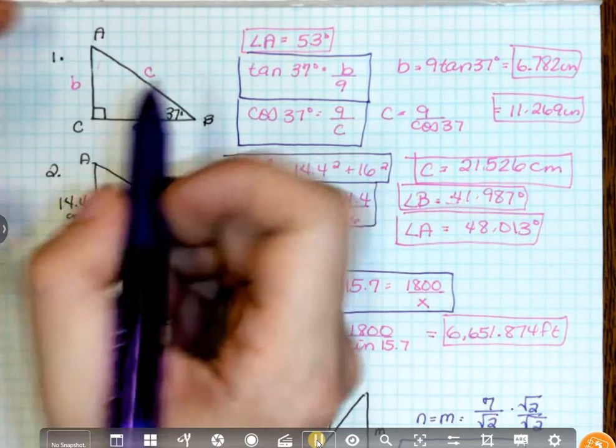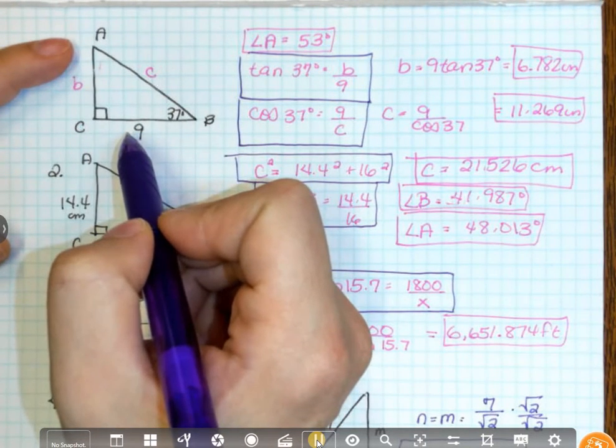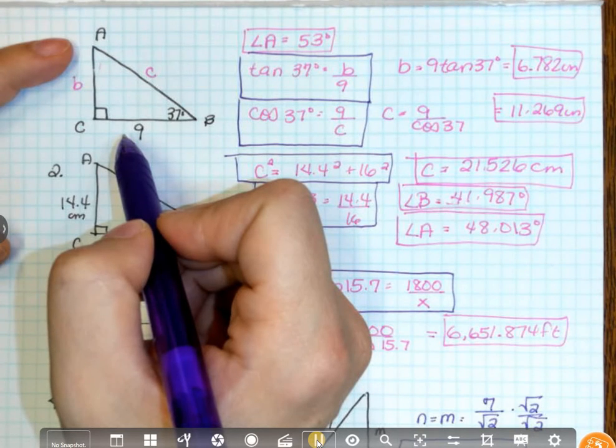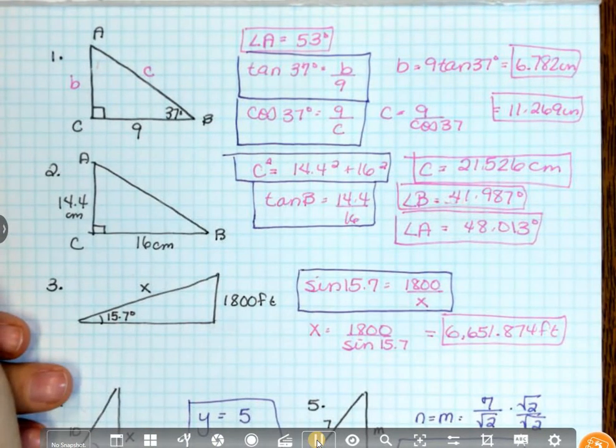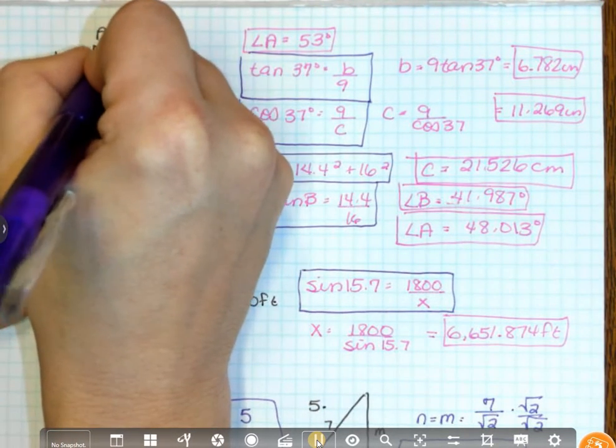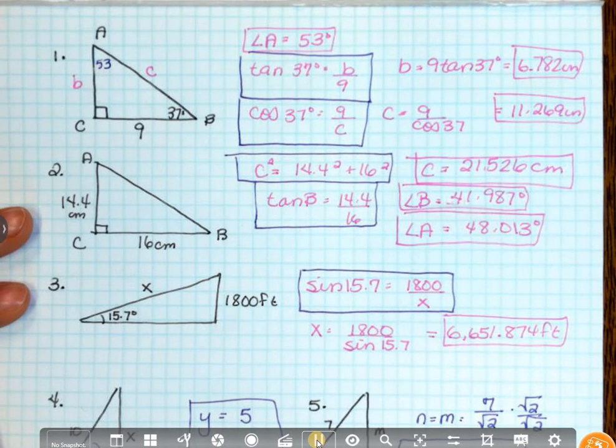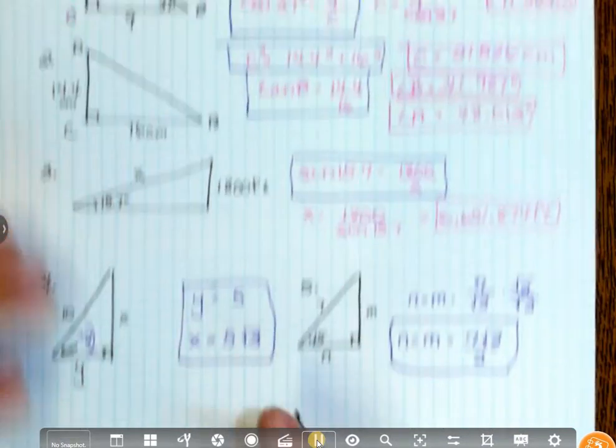Side A they gave you. How did you set yours up? Okay. And then what did you type into your calculator? That's why. Should have been 9 divided by the tangent of 53. Yes, the 9 is on top.